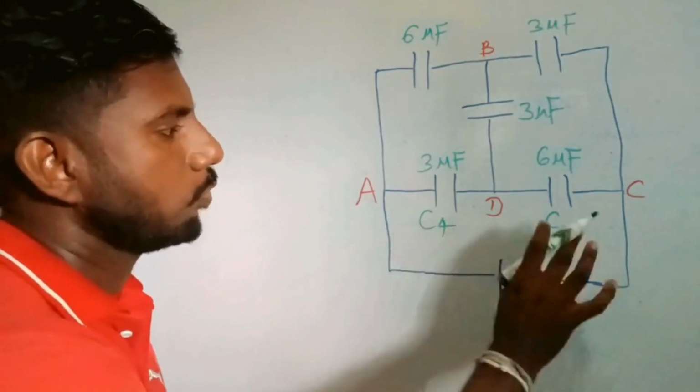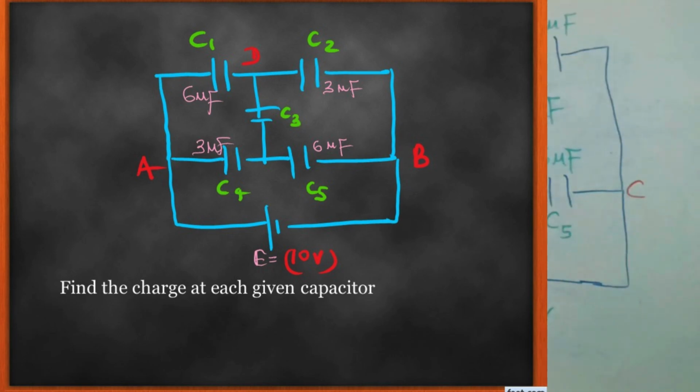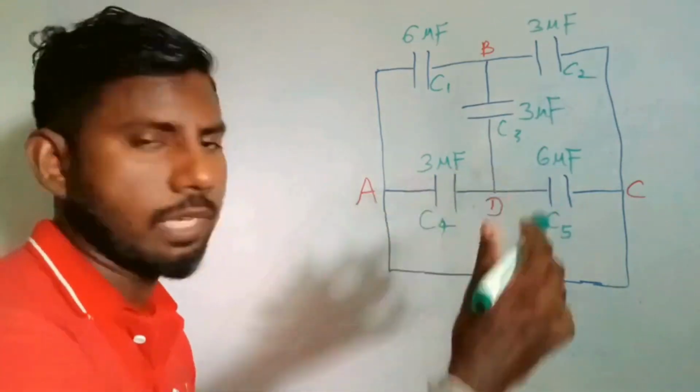So here we have C4, C5. Let's say this is C1, C2 and C3, C4 and C5. So we need to find the potential, we need to find the charge on each capacitor, right?